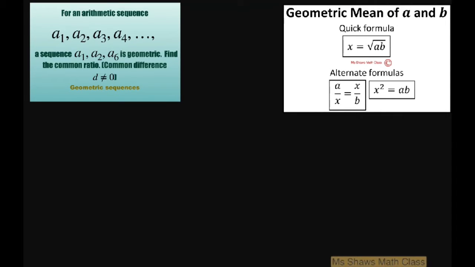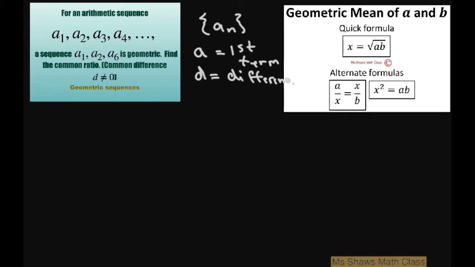So basically, when you look at this, for the arithmetic sequence A sub n, we're going to let A be the first term and D be the common difference, and it can't be 0. Now that you have that, our first term equals A. Our second term, therefore, would be A plus D. And then our sixth term equals A plus 5D.